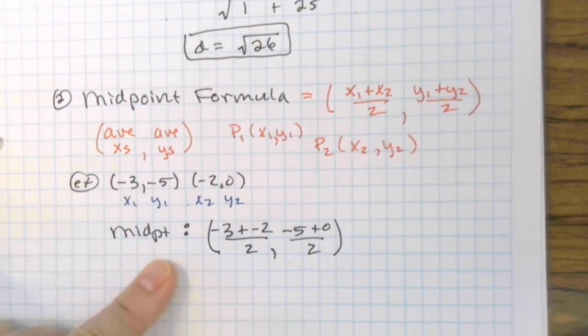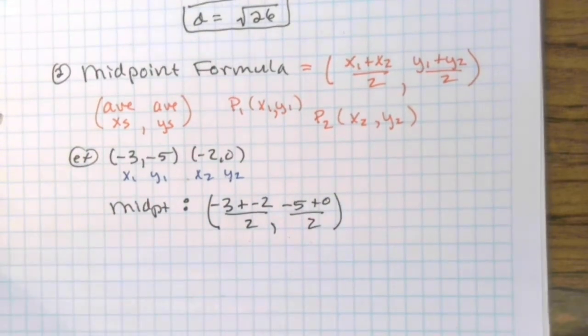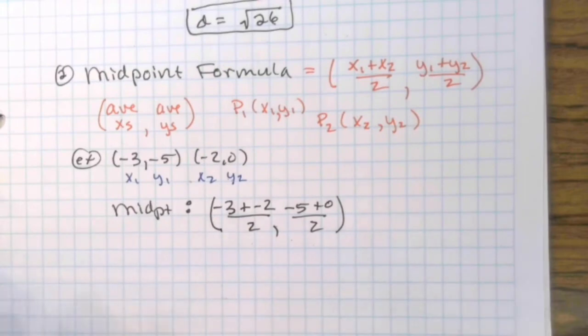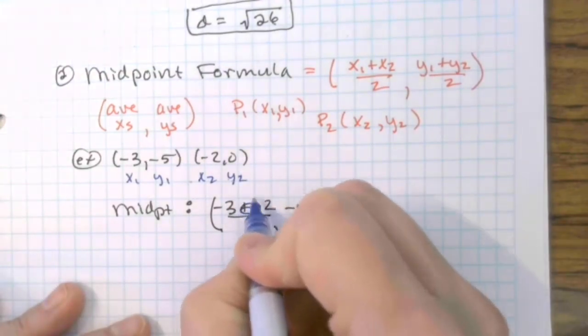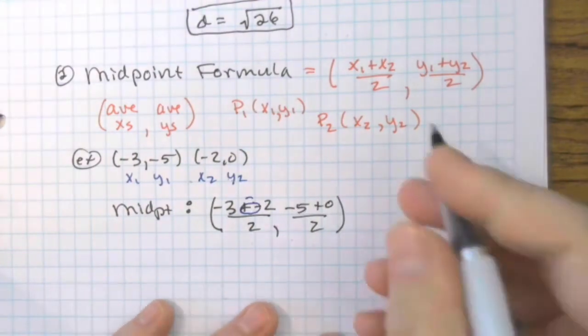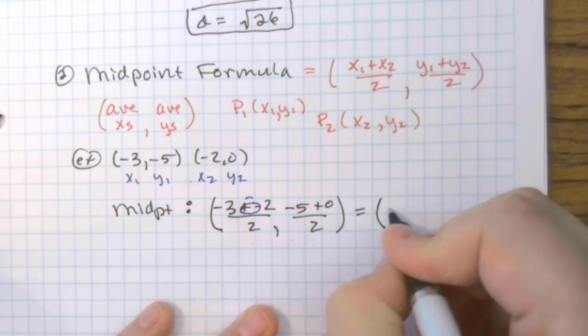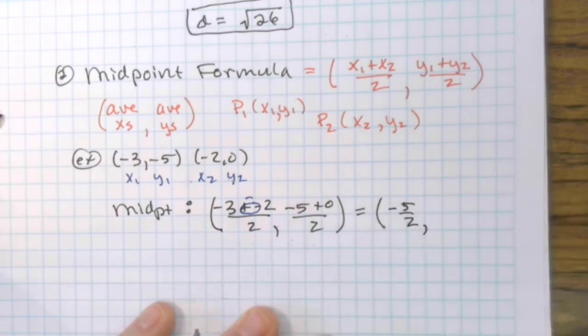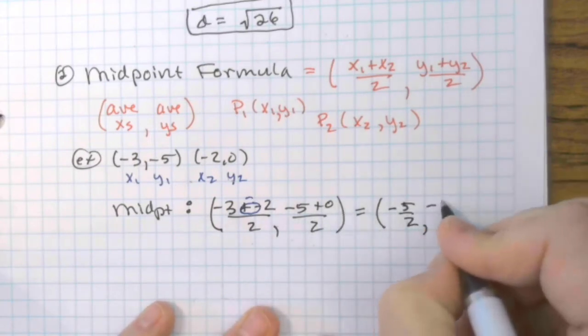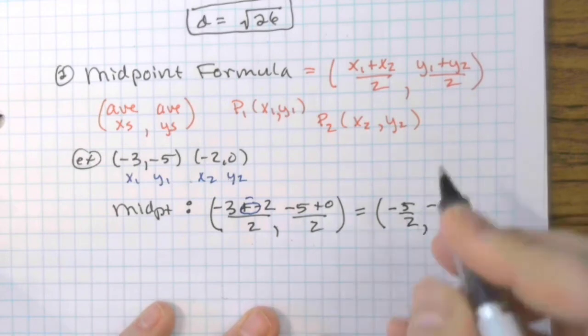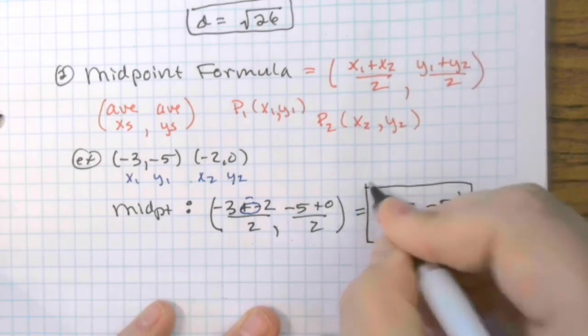Notice I'm not putting an equal sign. This is a coordinate point. It's not in and of itself a giant calculation. It's just a point. So a positive times a negative is a negative. So negative 3 minus 2 is negative 5. So we have negative 5 halves. And negative 5 plus 0 is negative 5. So negative 5 halves. That would be your midpoint.